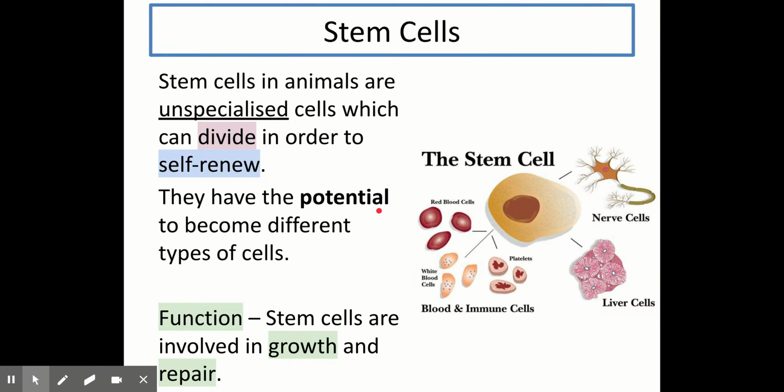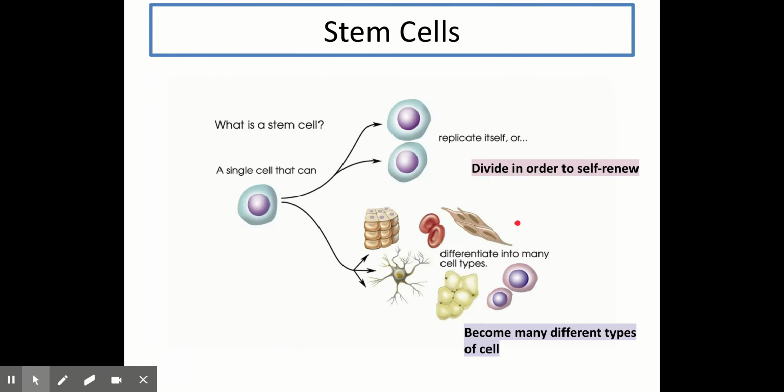So for example, in this diagram on the right, we have a stem cell in the middle, which is an unspecialised animal cell, which has the potential to become a liver cell, nerve cell, or blood cell, so different types of cell. The function of stem cells are that they're involved in growth and repair, which is really, really important. So they can create new cells to help with growth, or they can provide new cells to repair tissue that has been damaged. So if you get asked the function of stem cells, just growth or repair.